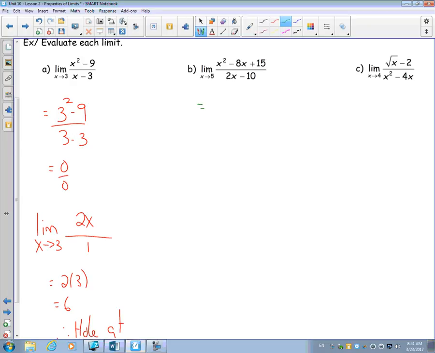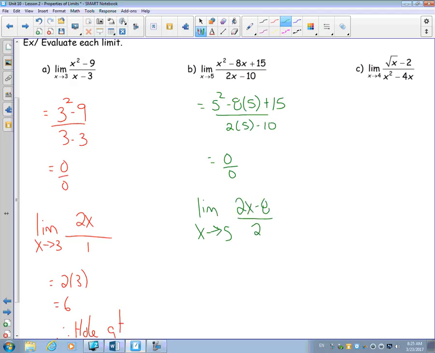Let's see what happens as we approach 5, the limit. We get 5 squared minus 8 times 5 plus 15, and 2 times 5 minus 10. So on the top, we get 40 minus 40, which is 0. On the bottom, we get 10 minus 10, which is 0. Oh, we got ourselves a hole. So instead of doing that, let's see what happens as we approach 5 for the derivative. 2x minus 8 and 2. Well, that's going to give me 2 times 5 minus 8 over 2, or in other words, 2 over 2, which is 1. There's a hole at 5 and 1.